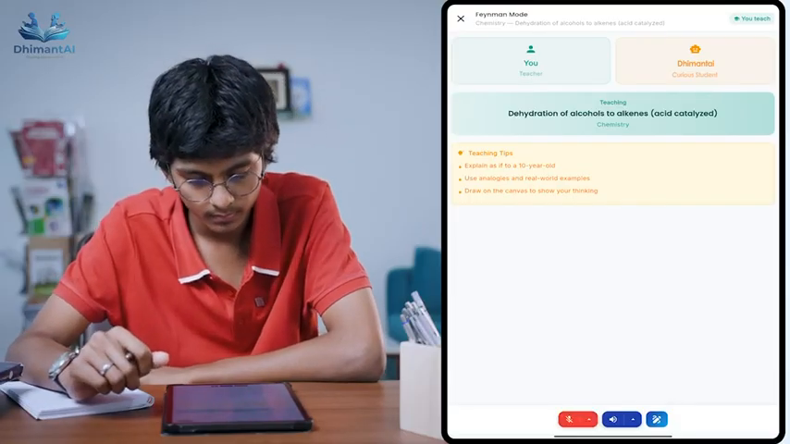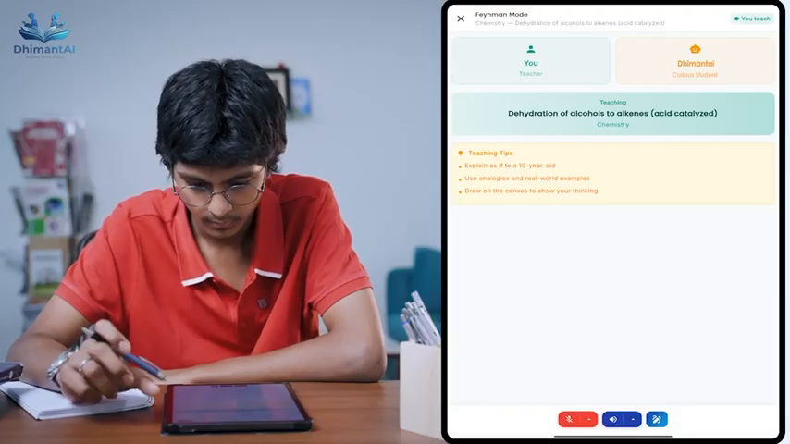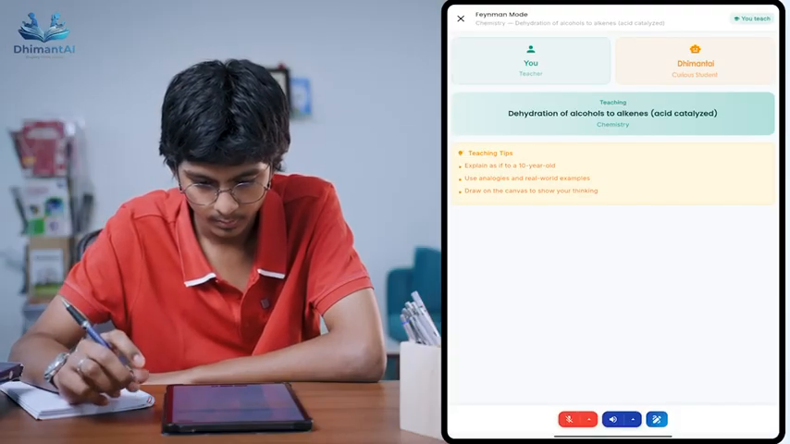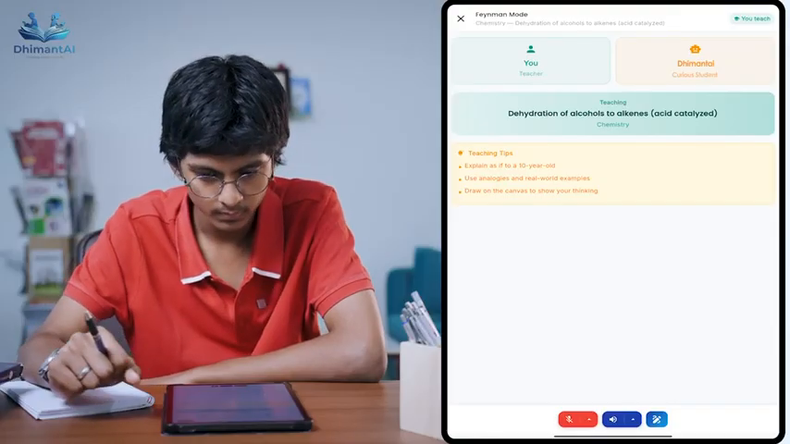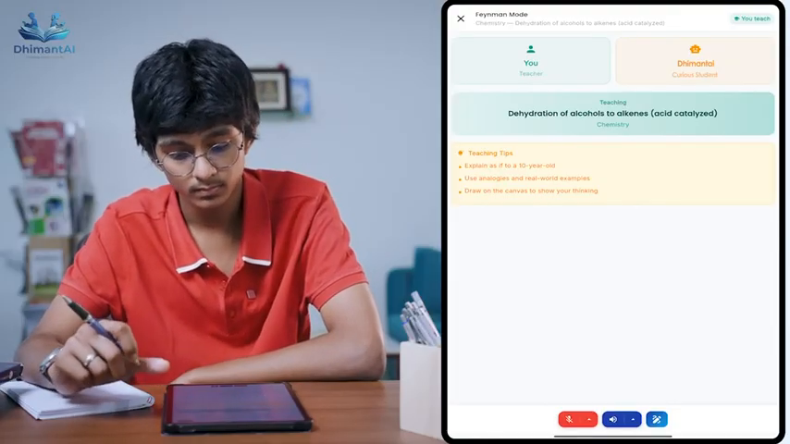So you are saying, first alcohol gets protonated, then water leaves and we get a positively charged carbon, and at the same time, the adjacent carbon loses a hydrogen, so a double bond forms.